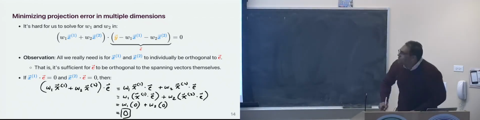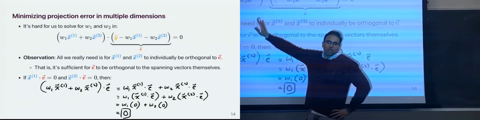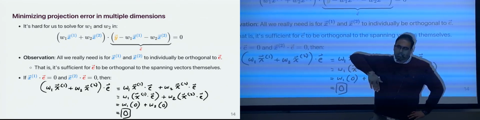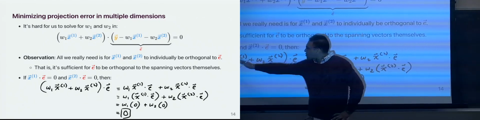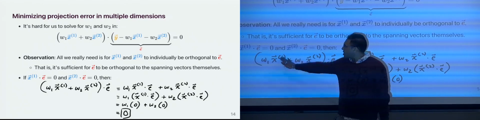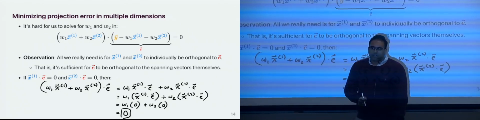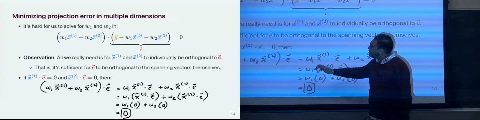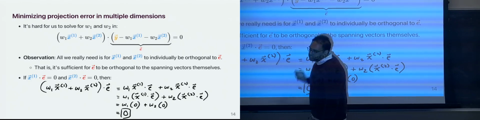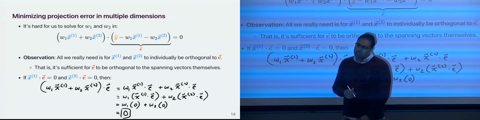What's the key takeaway here? It's that I don't have to jump to assuming that w1 x1 plus w2 x2 is orthogonal to the error vector. It's easier to just assume that x1 and x2 individually are orthogonal to the error vector. And if that's true, then this is also true. So this is a simpler way of thinking about this big equation up here: x1 and x2 are individually orthogonal to the error vector.